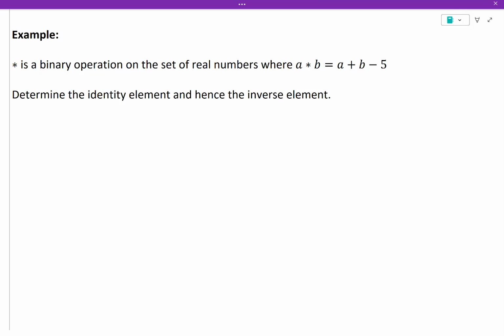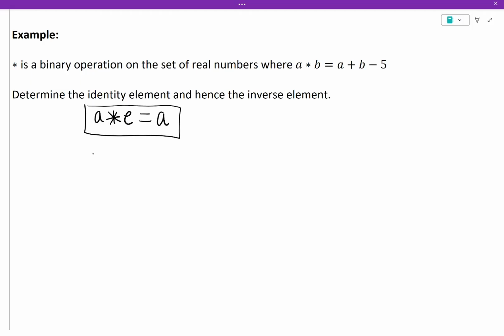Now, just a reminder of our definition of our identity element. It is A combined with our identity E should be equal to A. The identity should not change the element A. So we're going to substitute directly into this equation in order to figure out what E is going to be.